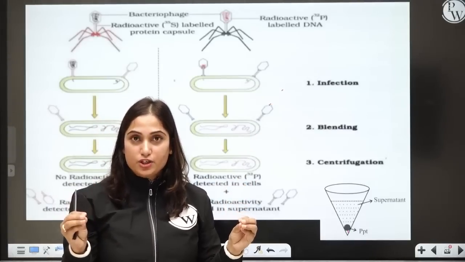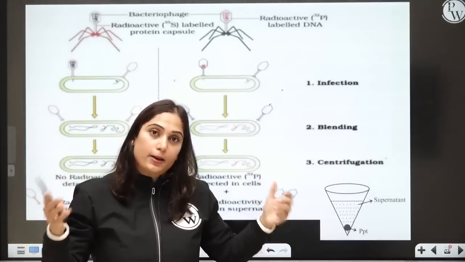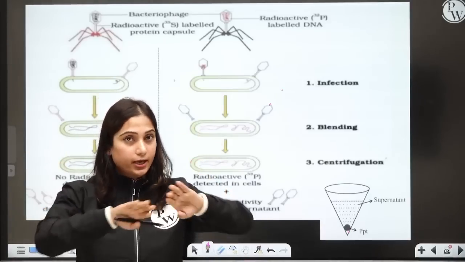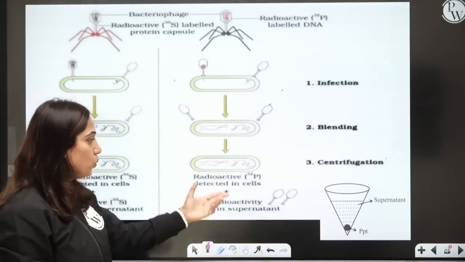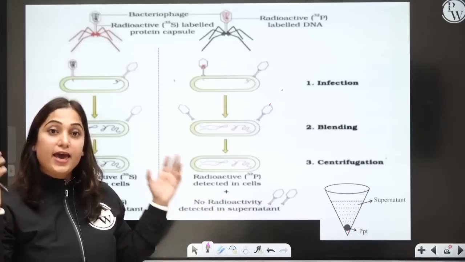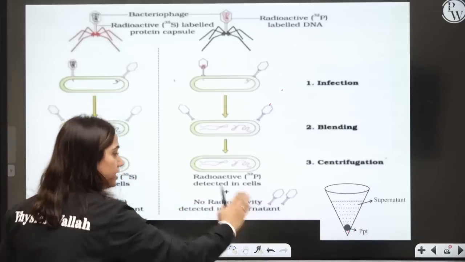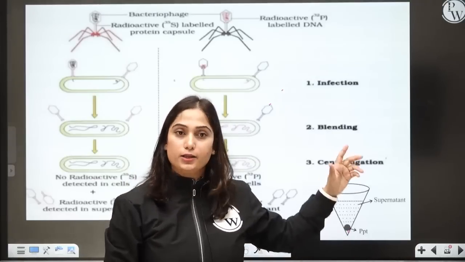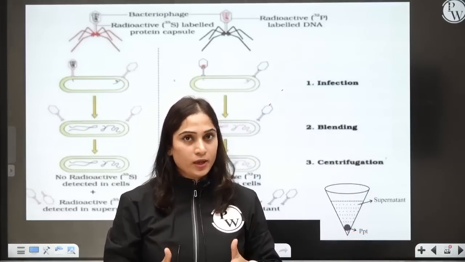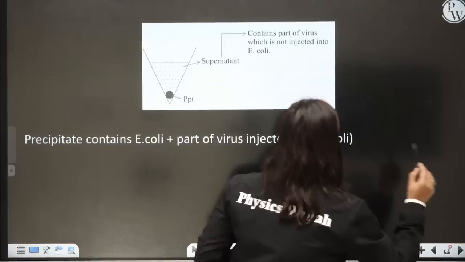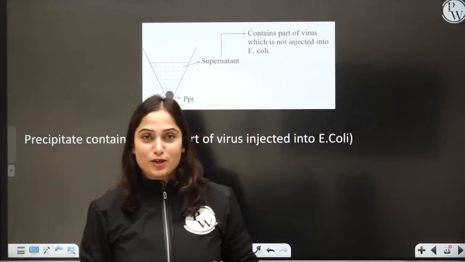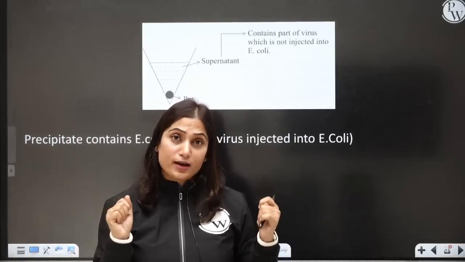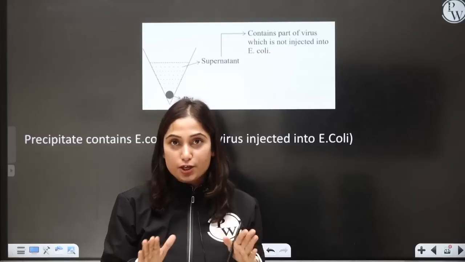Whatever they have to inject into the E. coli, they have injected. Then blending. The part of virus which has not gone into the E. coli is separated. And then last, we did the centrifugation. And in both the cases, we got precipitate and the supernatant. Let's go forward. So now the question is, what is there in the precipitate and what is there in the supernatant after centrifugation is finished?